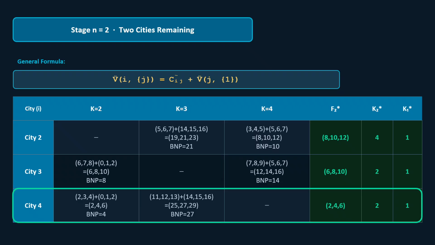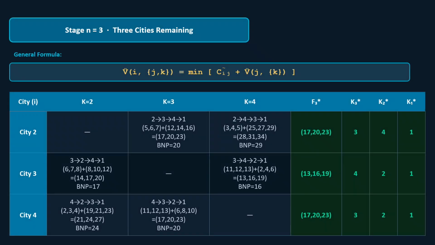Option K equals 3. City 4 travels to C3. The cost is 11, 12, 13. C3 to C1 was 14, 15, 16. Sum 25, 27, 29. BNP equals 27. Since BNP equals 4 is lower, F2 star equals 2, 4, 6, and K2 star equals 2.